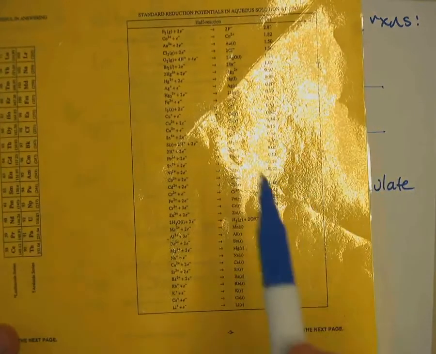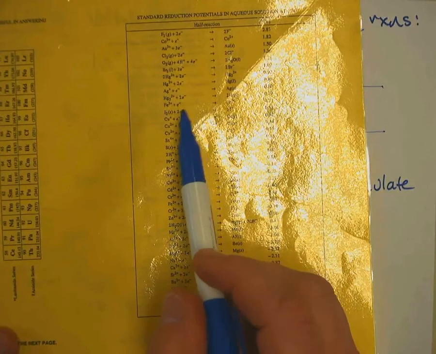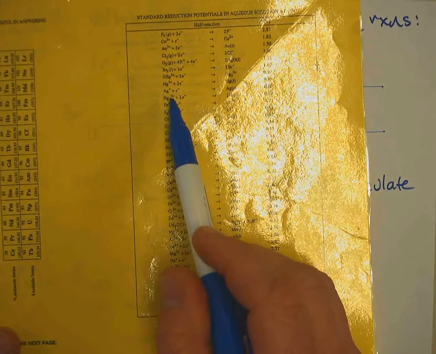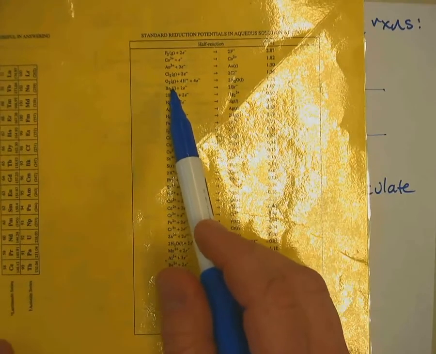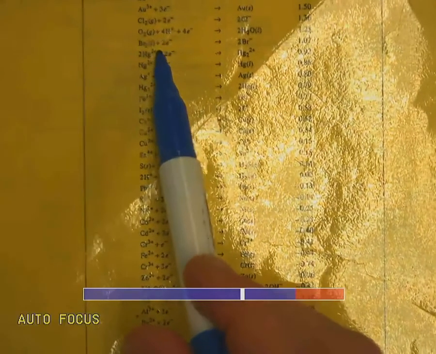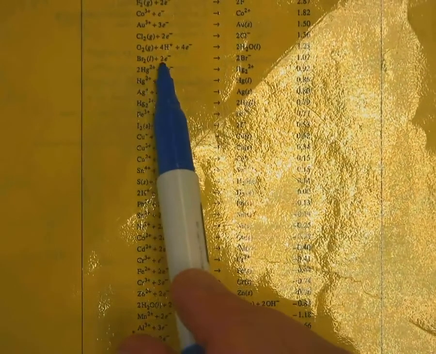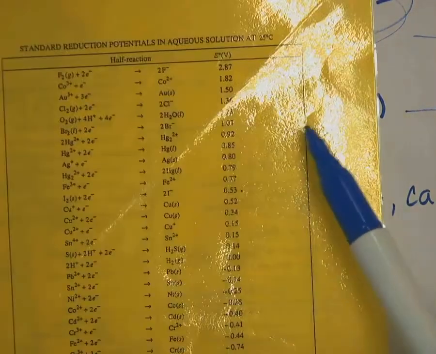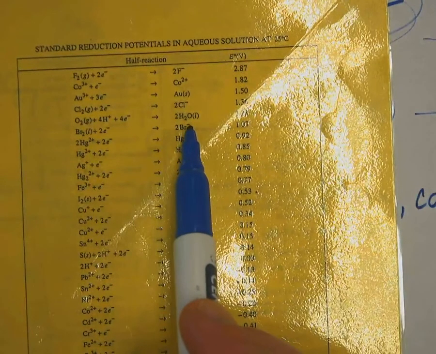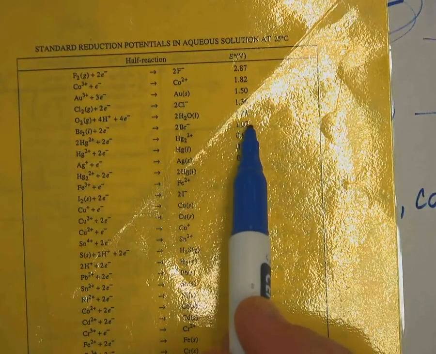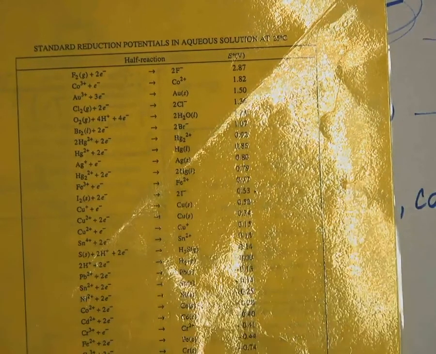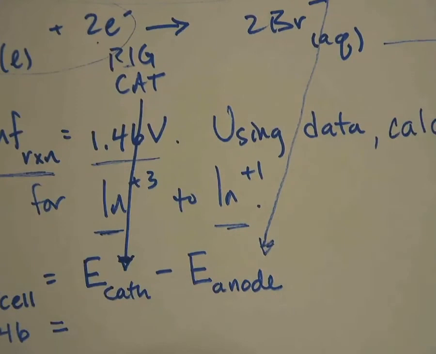Let's see, without zooming in too far, I can find bromine on here right up on the top. Can you guys see that? I'll zoom in on it a little bit. You can see that it's Br2 plus 2 electrons goes to 2 Br minus, which is right here. And this is 1.07. Pretty high standard reduction potential, so that means it's probably almost always going to be a cathode because it's got a pretty high EMF.